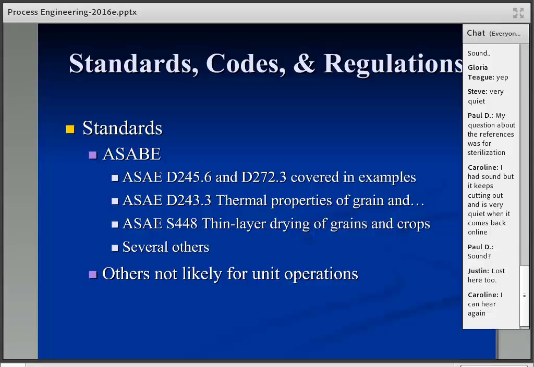This is a list of a few specific standards that I think are important. Again, I'll mention those as they come up in examples. I don't think there are a lot of other ones besides the ones I mentioned.